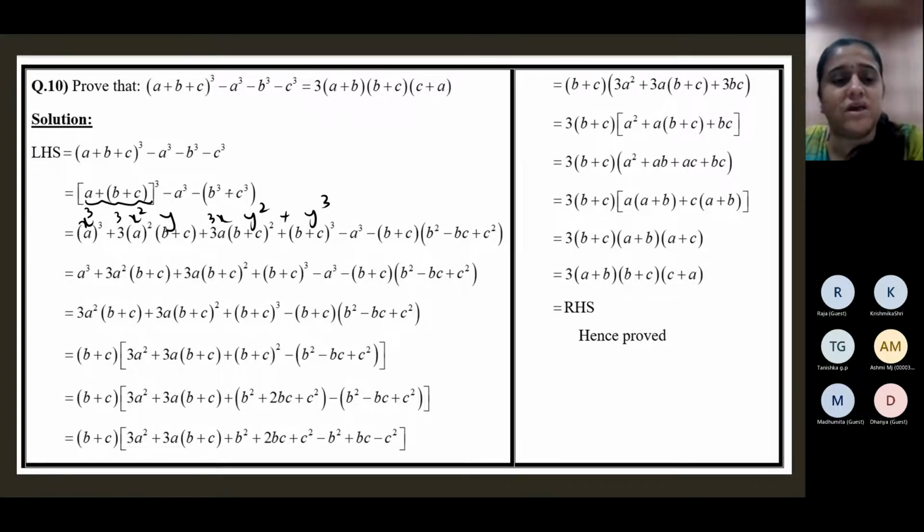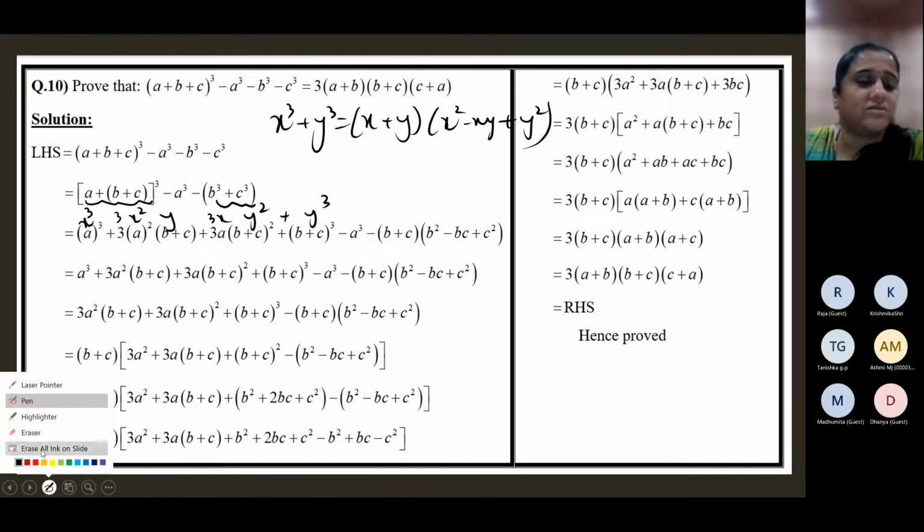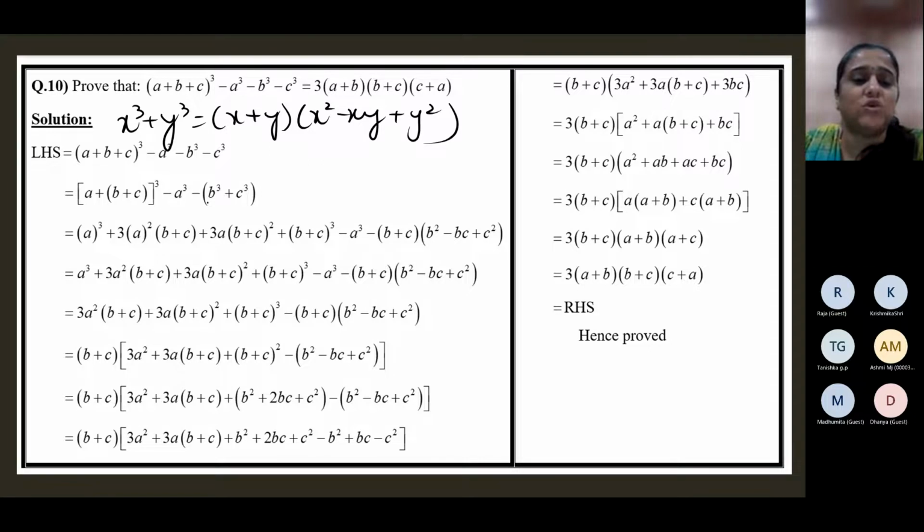This minus a cubed as it is, and here minus what is b cubed plus c cubed? What is x cubed plus y cubed? X cubed plus y cubed is equal to x plus y into x square minus xy plus y square. So b cubed plus c cubed is b plus c into b square minus bc plus c square. This minus a cubed as it is.